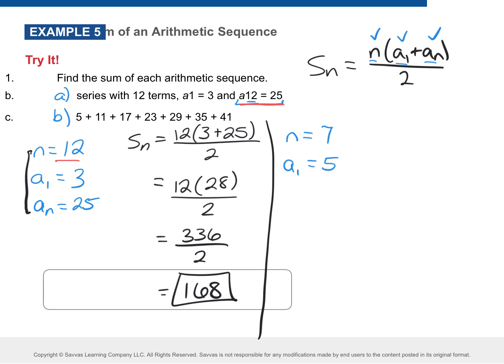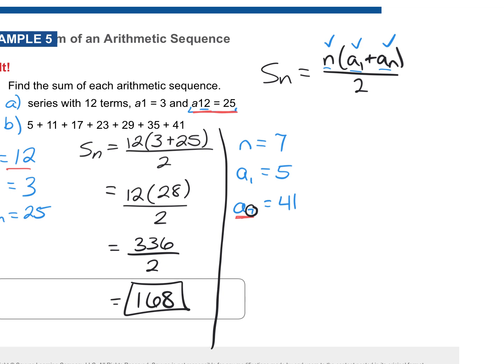And then we need an, or in this case, a7. What's our last term? 41. Yep, we always want our last term. In this case, it's a7. So what does the 7 mean? Remember, 7 is the number of terms. So a7 is our last term. Does that make sense? So now we have everything to plug it in, right?